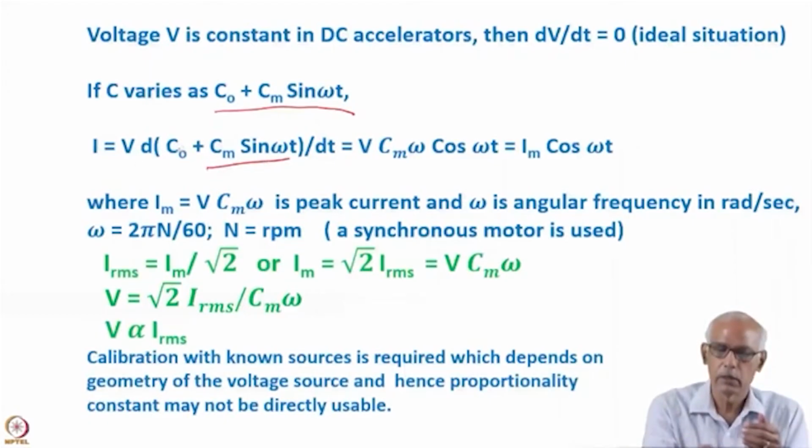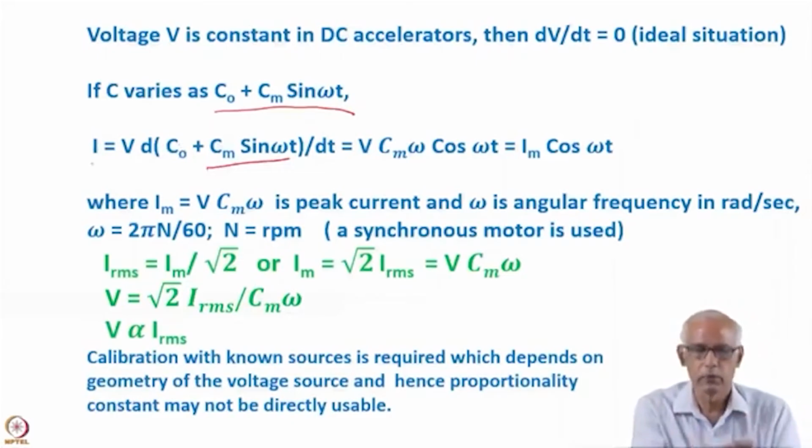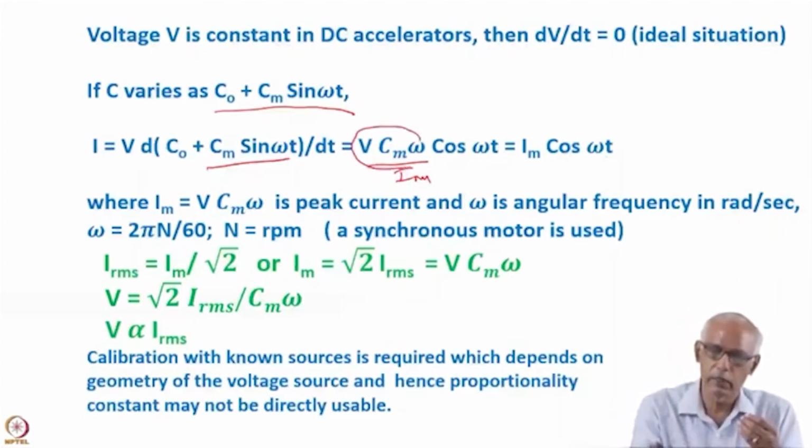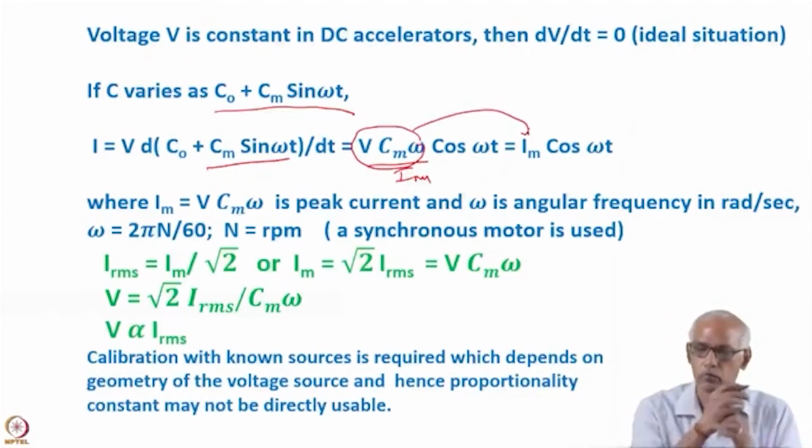So d by dt of C naught will be 0, and therefore I will be equal to V into Cm, which is the maximum value, into omega cos omega t, and this you can write as Im, the maximum current, cos omega t. So this becomes Im, the maximum value.